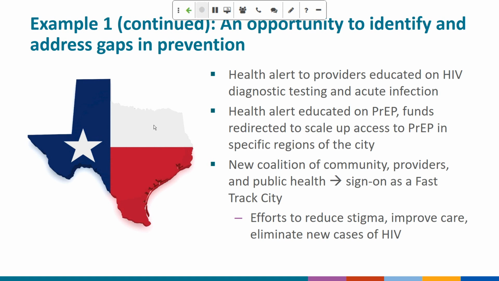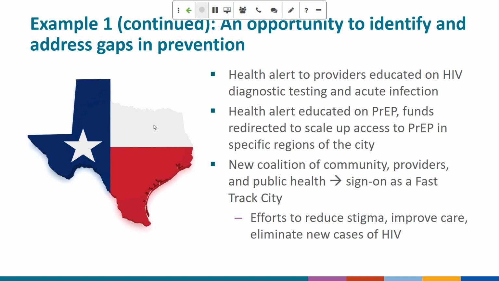Responding to this situation brought together a new coalition made up of community members, providers, and public health staff in San Antonio. And as a result, the coalition provided the support that enabled San Antonio to sign on as a fast-track city, with commitment from the mayor and city council to working together to reduce stigma, improve care, and eliminate new cases of HIV.